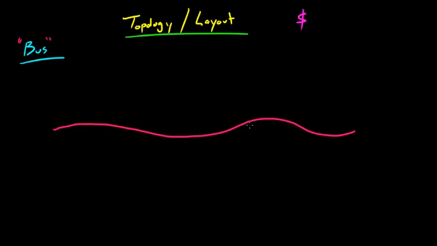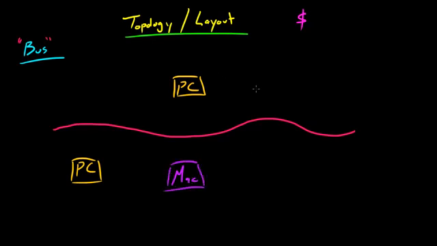And it's kind of like a long chain, and all of your devices are going to be connected along the way. So you might have, let's say, a PC right here, and we'll put another PC over here, and let me pick a new color. Maybe we have a MacBook, or iMac, whatever, and a laptop over here. So basically all of these things are going to be connected to the main backbone, or the main chain.